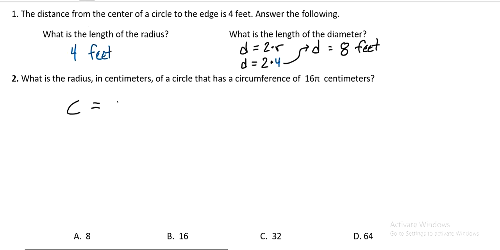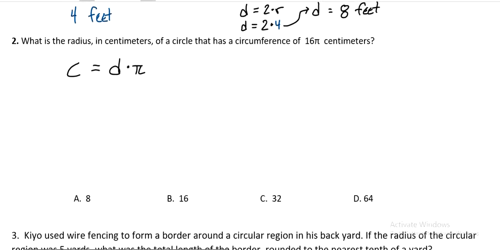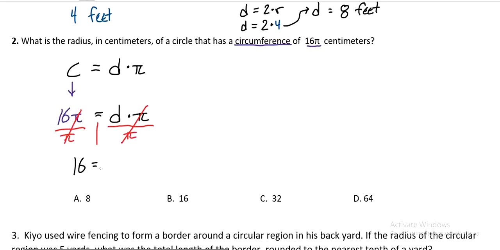C equals d multiplied by pi. Well, to keep going with this one, they tell us that it has a circumference of 16 pi centimeters. So C is 16 pi. If the circumference is 16 pi, and the formula to find circumference is d multiplied by pi, you can find out what the diameter is first by getting d alone. D stands for diameter. We divide both sides by pi. That cancels out there, and it also cancels out here. So we would have 16 equals d, d for diameter, but the question's asking about the radius.